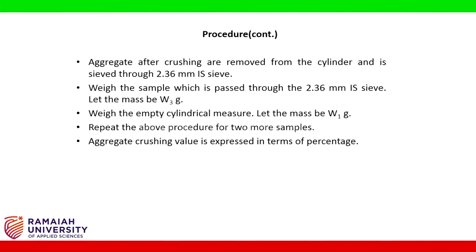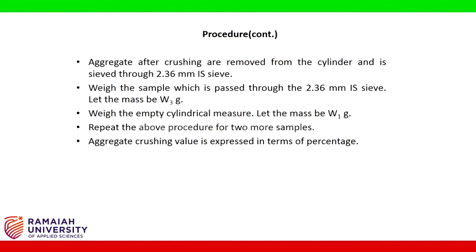Aggregate after crushing is removed from the cylinder and sieved through a 2.36 mm IS sieve. Weigh the sample which passed through the 2.36 mm IS sieve. Let the mass be W3 grams. Weigh the empty cylindrical measure. Let the mass be W1 grams. Repeat the above procedure for 2 more samples.